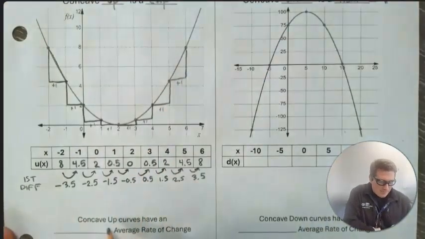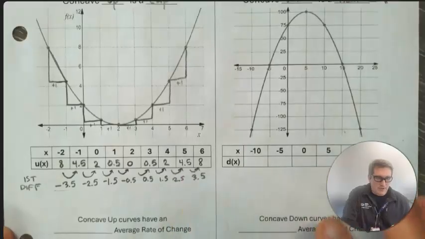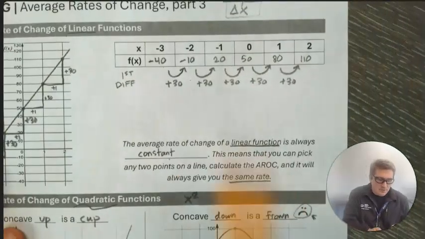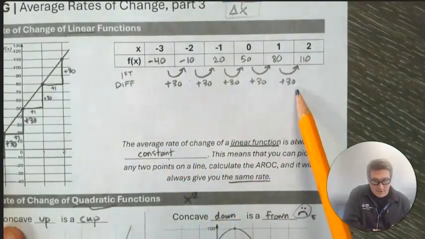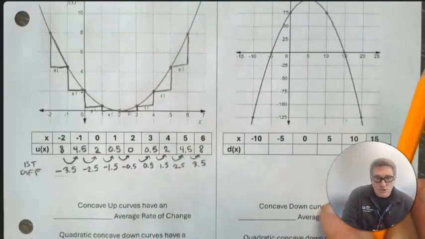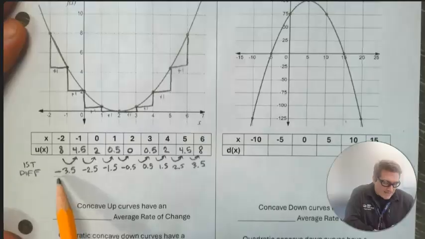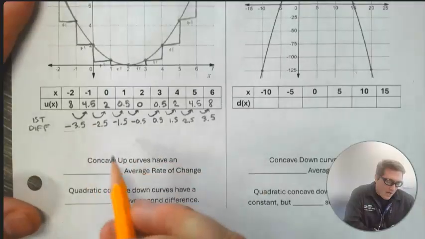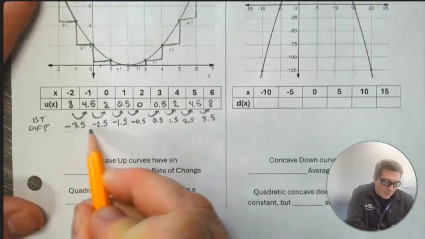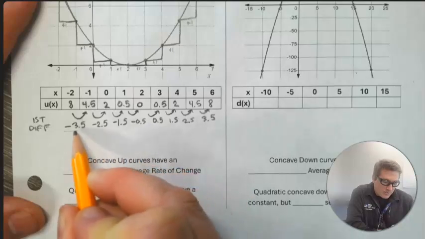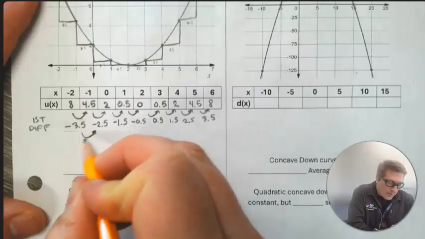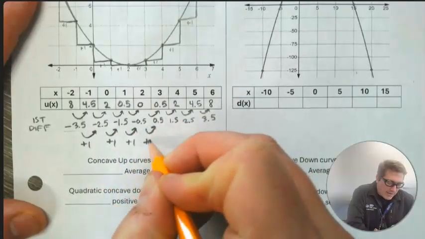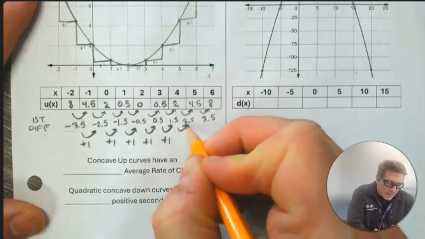So a concave up curve does not have a constant average rate of change. It has a changing average rate of change. A linear function has a constant rate of change. A quadratic function, or a curve, has a changing rate of change. And therefore, if my concave up curve, you're going to notice my average rate of change is getting larger and larger. It's increasing. It's adding 1 every time. That means my average rate of change is changing plus 1 itself.